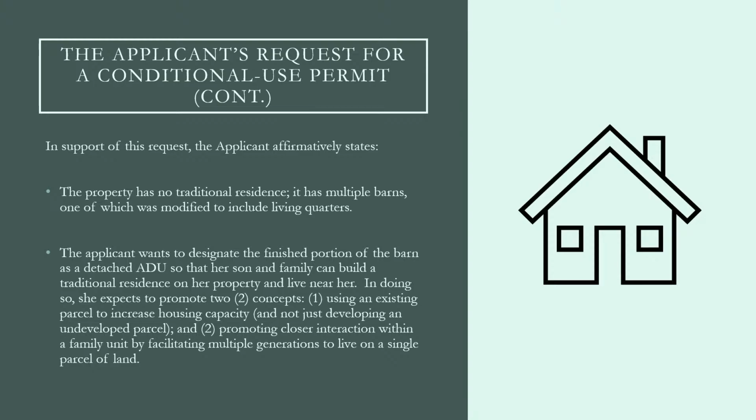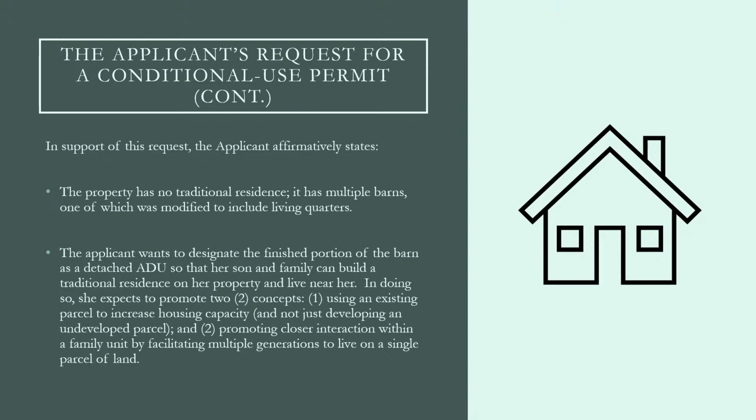As part of this, we're affirmatively stating, we represent to you all that, again, the property has no traditional residence on it presently. It's, again, a modified barn, multiple barns on the property, one of which has been modified, and that we want to designate the finished portion of that barn, the residence she currently lives in, as a detached ADU so that her son and her family can build a traditional residence on the property and live with her. In doing so, we expect to promote two concepts which we think are important for this purpose.